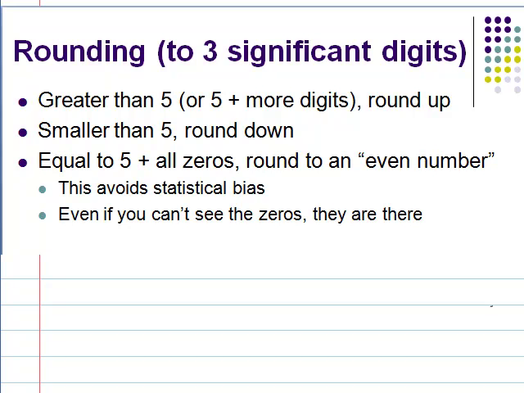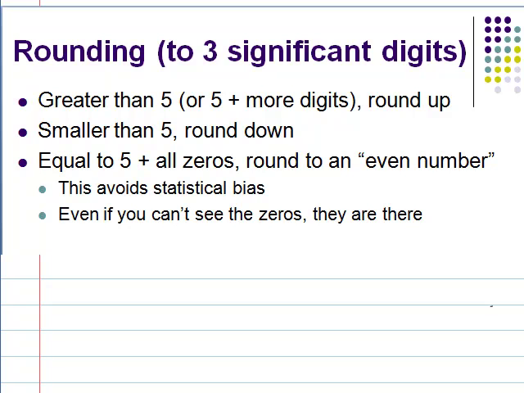Okay, so we're going to talk about rounding a little bit here to three significant digits. So your basic rules are that if the number that you're looking at after the one you want to round to is greater than 5, you're going to round up. Smaller than 5, you're going to round down. And if it's equal to 5, then you've got to do some funky stuff.